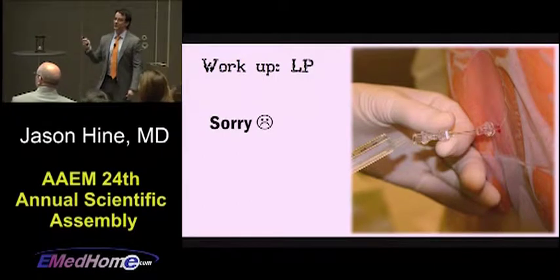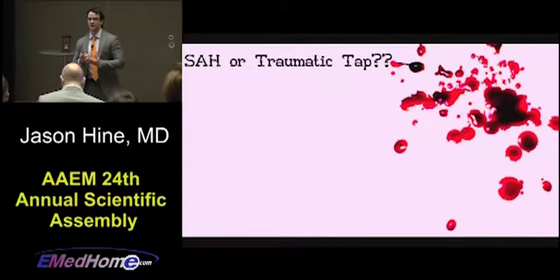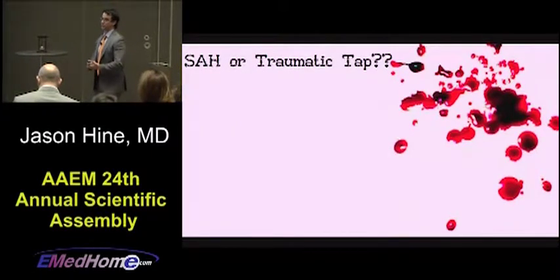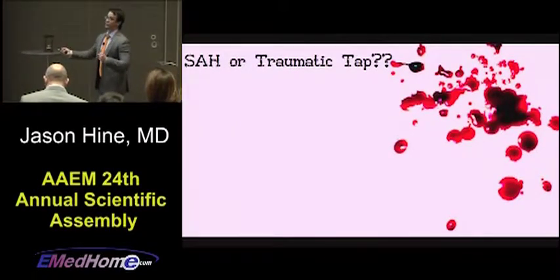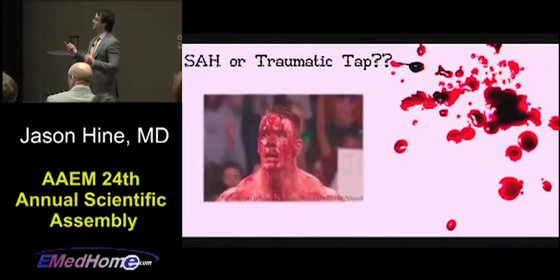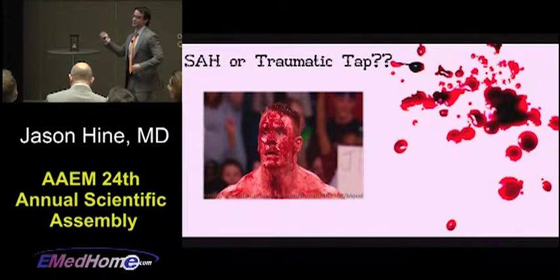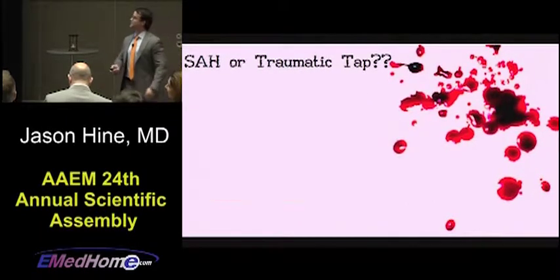That's still the standard. But where I can help you is this really pesky question of, is this a traumatic tap or a true subarachnoid hemorrhage? So say you go in with an off-service resident, you do an LP, and you come out looking like this. It's just a bloody mess in there. How are you going to know if what you just did was a traumatic tap or a subarachnoid hemorrhage?